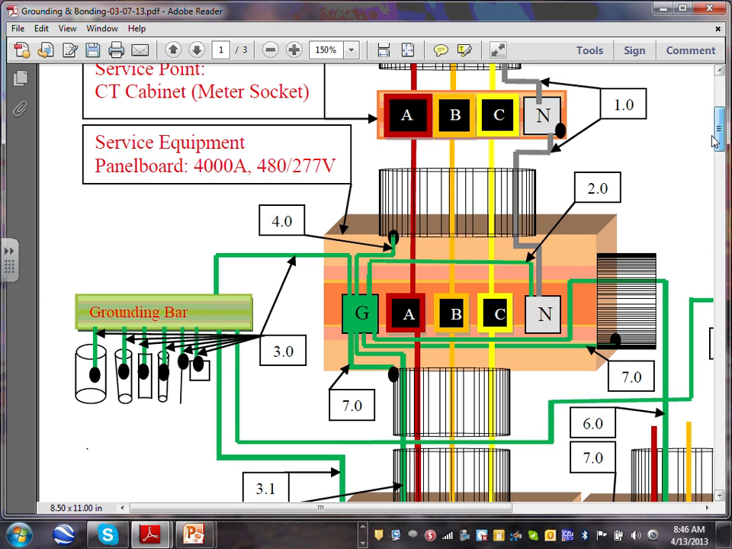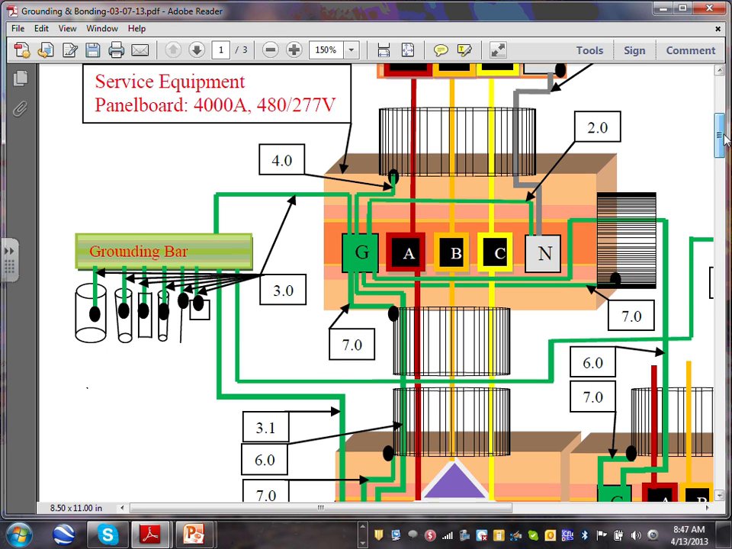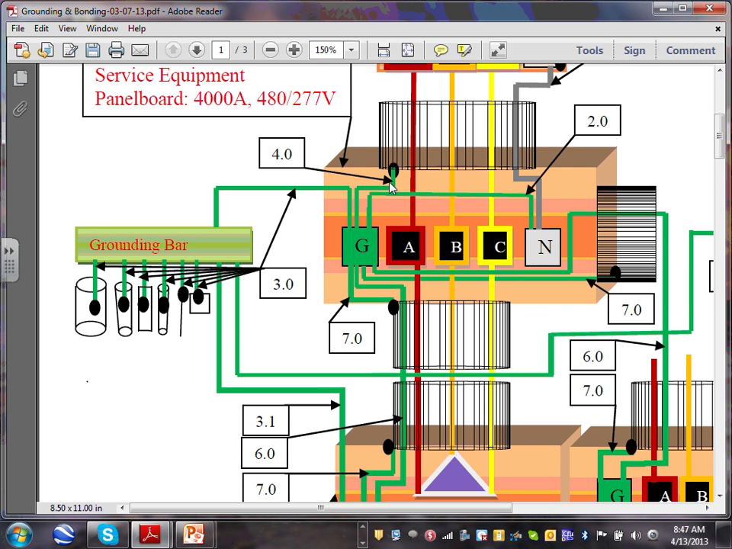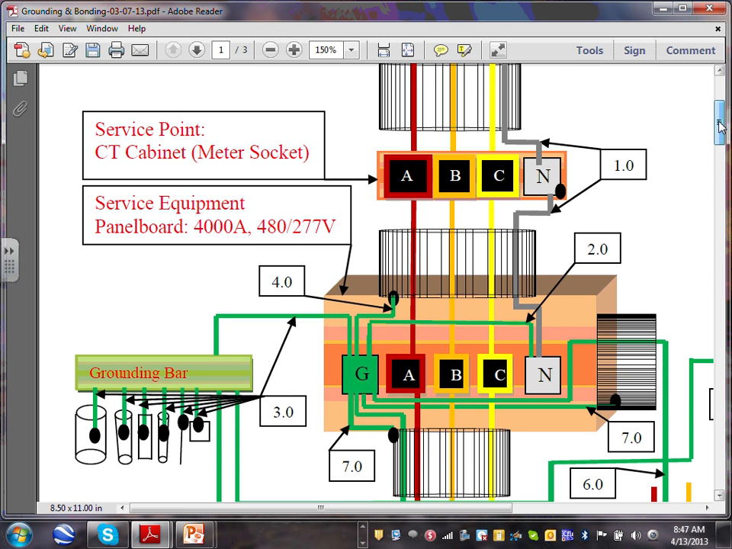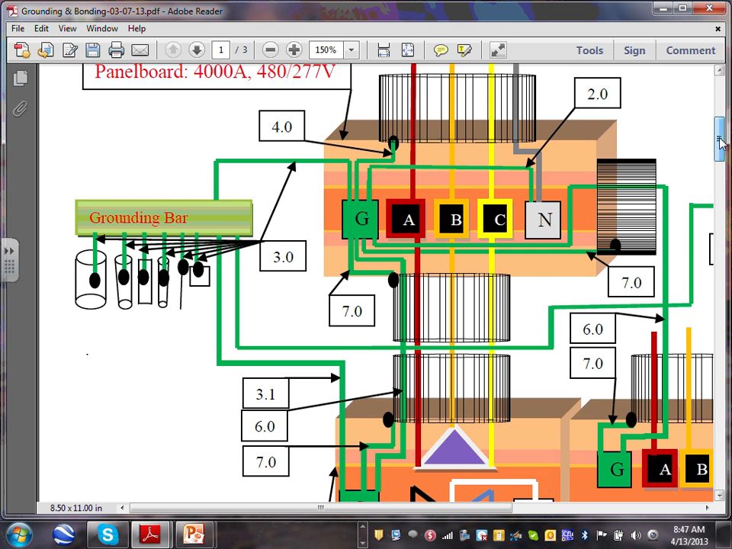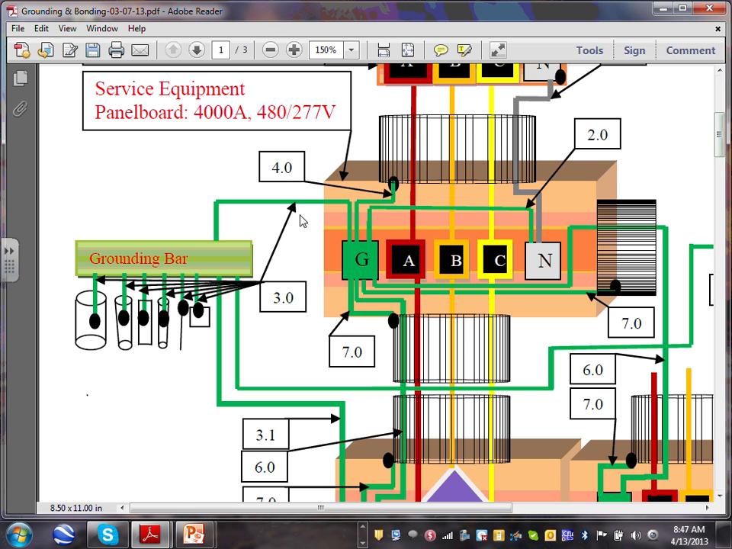So we size the neutral, guys, and we size the main bonding jumper. The main bonding jumper right here. We size it. We size the neutral. There's one little tiny thing that they introduce, which is number 4. Now, I'm going to go to number 1, number 2, I'm going to go directly. Let's go to number 3 in order. Number 3 is your grounding electrode conductor.